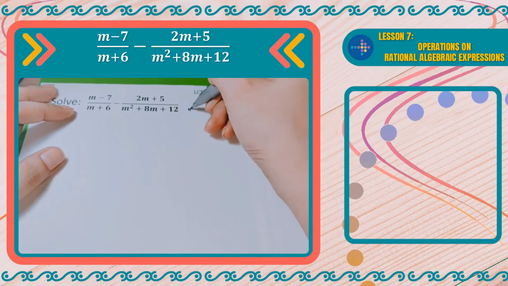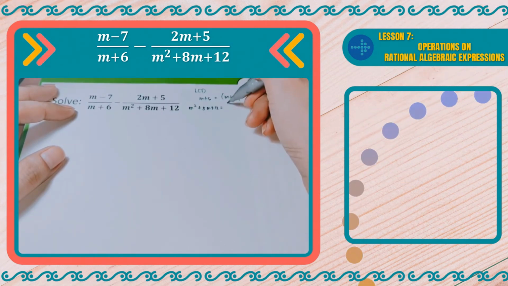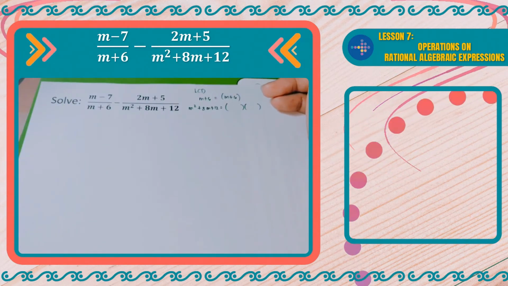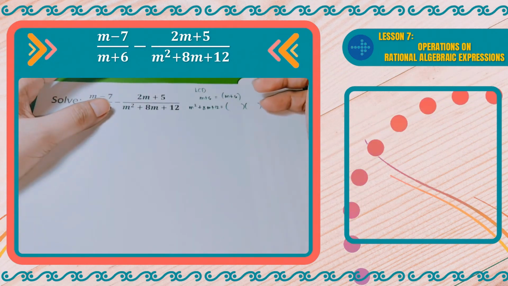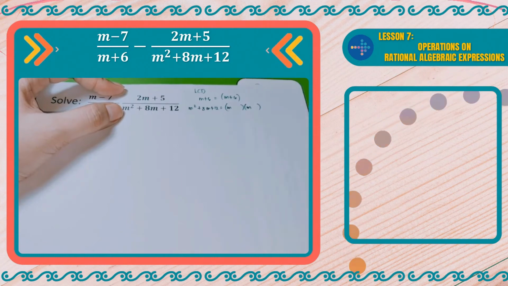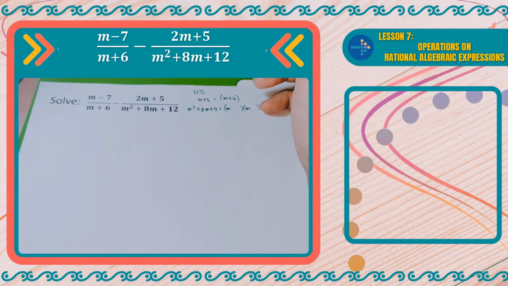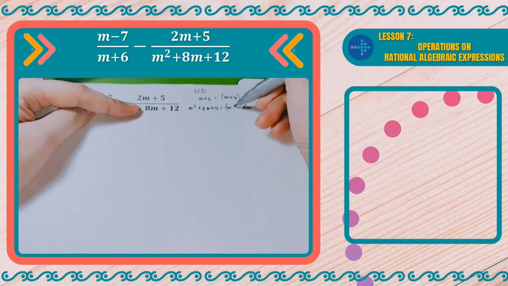Then, for m squared plus 8m plus 12, ang factors niya ay general trinomial. So, factorable siya by using general trinomial. A is equal to 1. So, binomials na hindi magkapareho. So, from m squared, we have m. Then, for 12, positive 12, since positive siya, pareho sila ng sign, pareho silang positive.